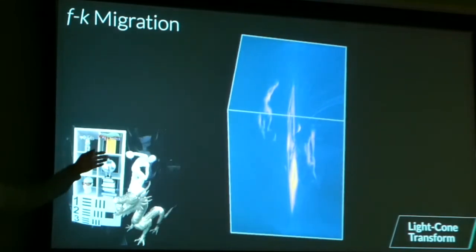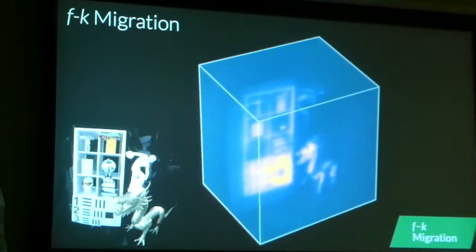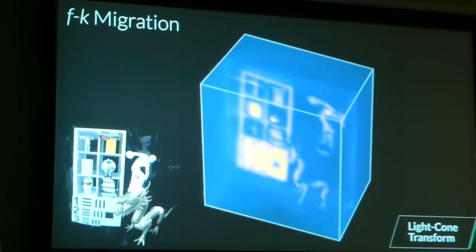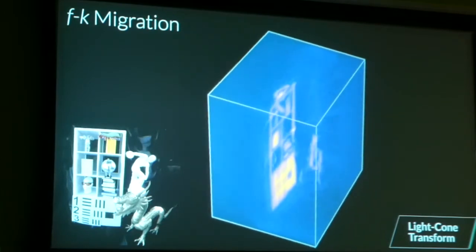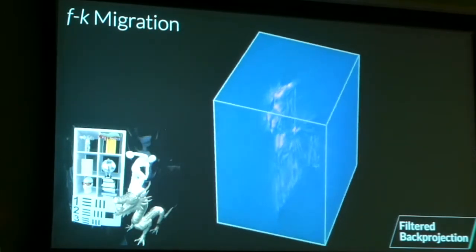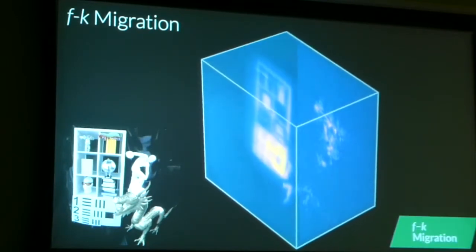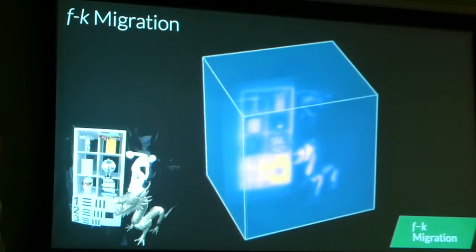This is the light cone transform. It has residual noise because it doesn't model these reflectance properties. And you can see that this technique called frequency wave number migration, or FK migration, which is this wave-based reconstruction, actually produces a much cleaner reconstruction without these artifacts.